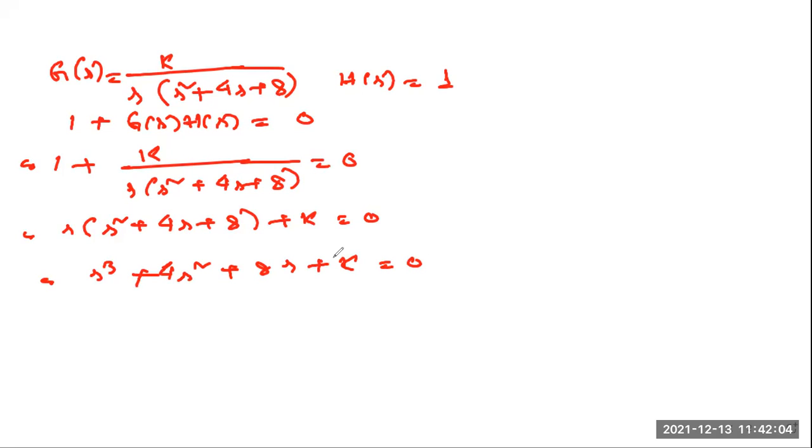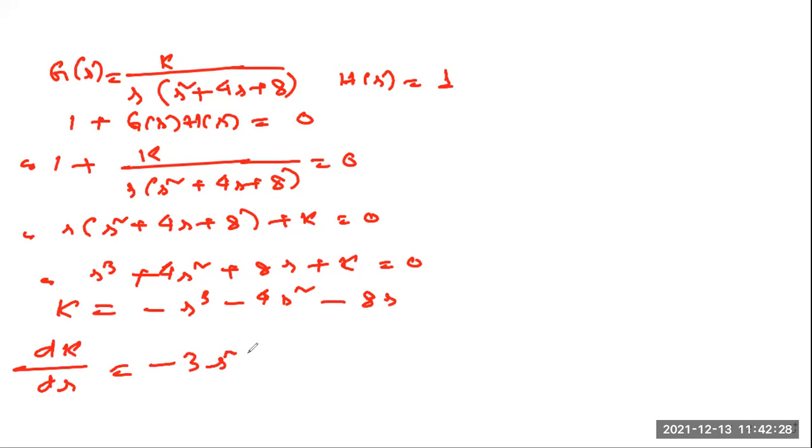Yes, sir. So now you differentiate. dK by ds equals 0, right? Calculate K equals minus s cube minus 4s square minus 8s. So dK by ds will be minus 3s square minus 8s minus 8, and this is equal to 0. From there, you calculate the value of s.